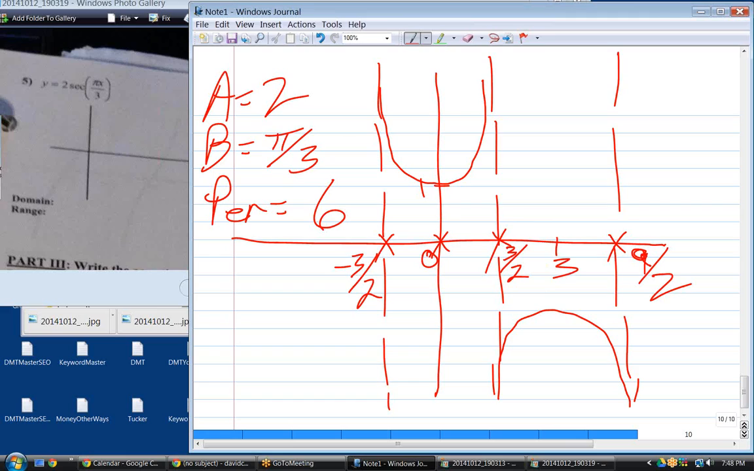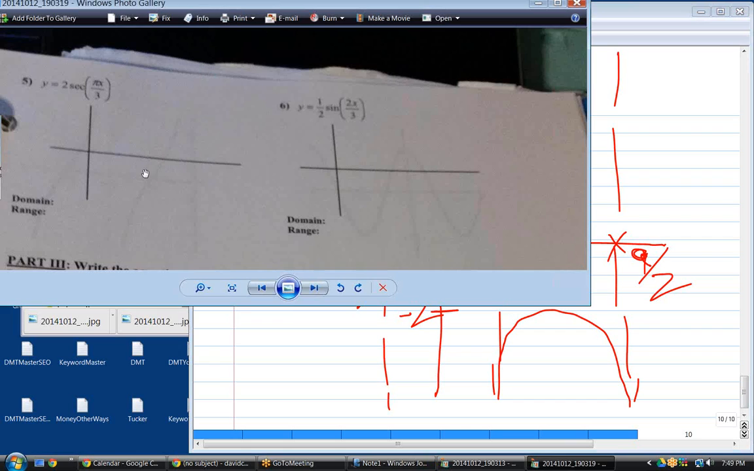Okay, so everything good so far? We almost have the whole curve. What last thing do we have to do? The consequences of the 2. Is that point right there going to be on the y-axis, and this point right here? 2. And negative 2. That's it. Okay.